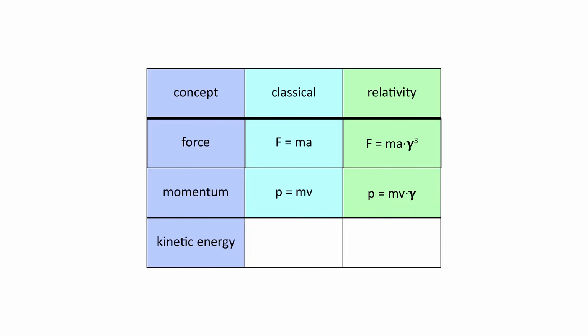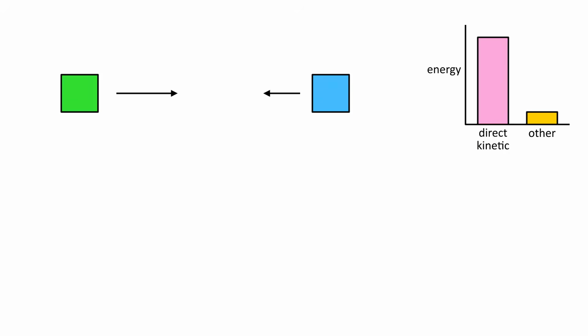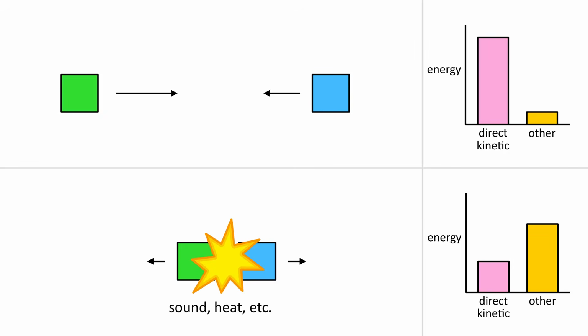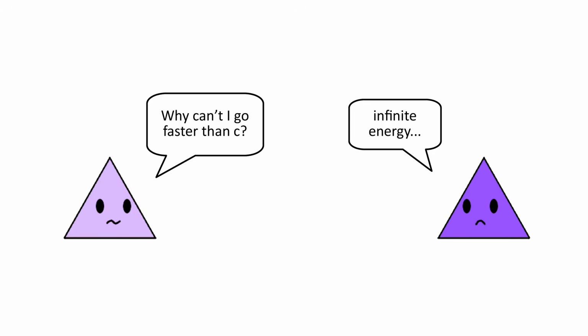In classical physics, kinetic energy is equal to 1/2 mv squared. Just like momentum, this is only a low-speed approximation of the correct relativistic formula. Even though total energy is conserved, kinetic energy isn't necessarily, because it can be converted to other forms like sound and heat, which is what happens in inelastic collisions. But for energy, there's an even stronger intuition for why the classical formula won't hold up. The common explanation for why you can't go faster than c is that it requires infinite energy.